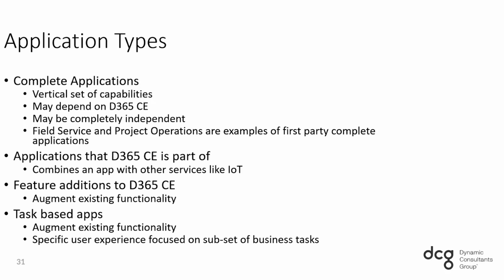Are you building applications that CE is just a part of? Combines an app with other services like IoT. So maybe you're just building an app to take a section of the customer engagement model and integrate it with something else, right? Are you just adding features, right? Maybe there's a simple vanilla import of Sales and you're just adding a few features. You're augmenting the existing functionality.